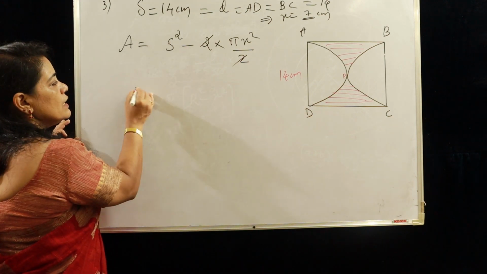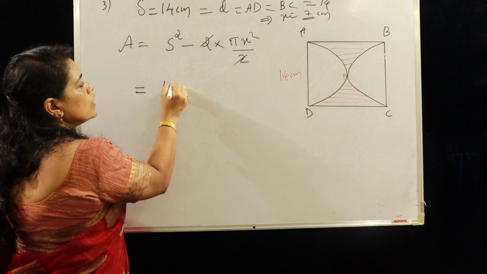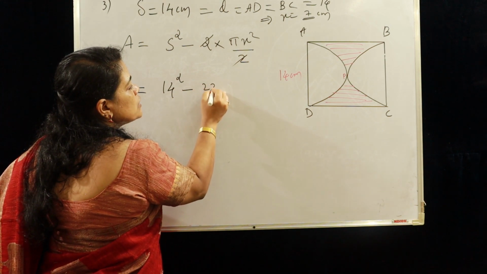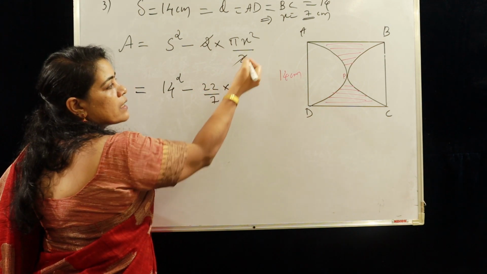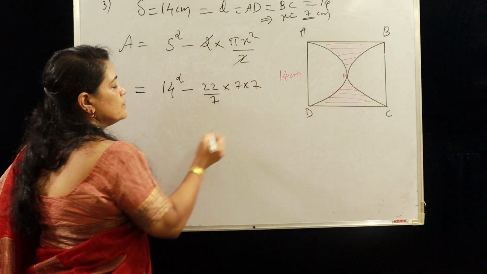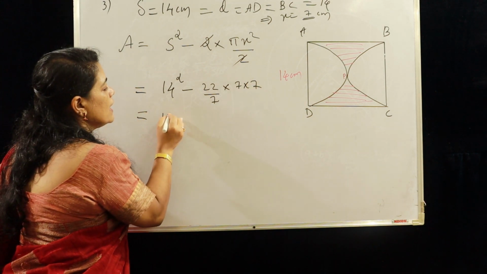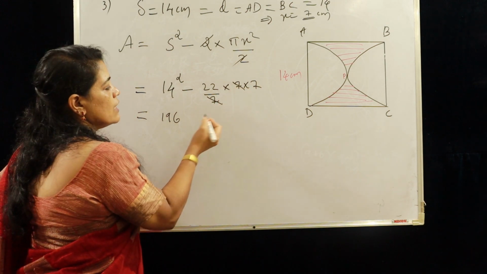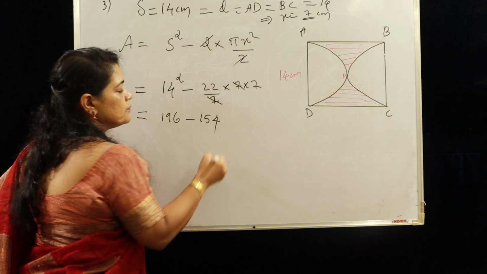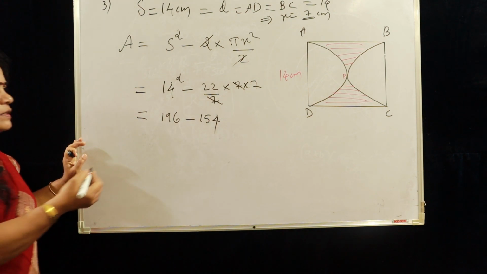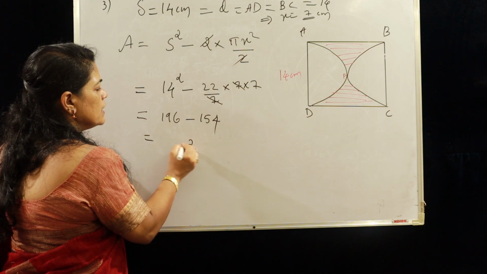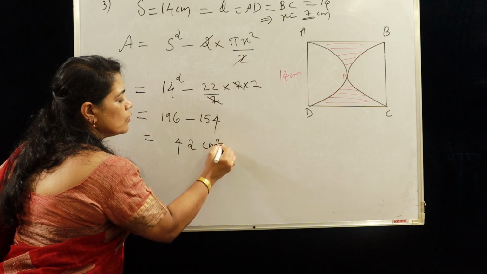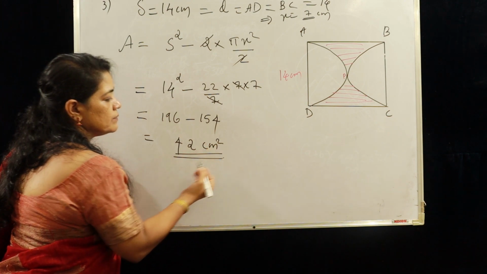Okay, so the next step is we are going to substitute, that is 14 square minus, what is it, 22 by 7 into r square is 7 into 7. 14 square is 196, 7 gets cancelled, 22 into 7 is 154. Okay, then just subtract, that is 42. This is the area of the shaded region.